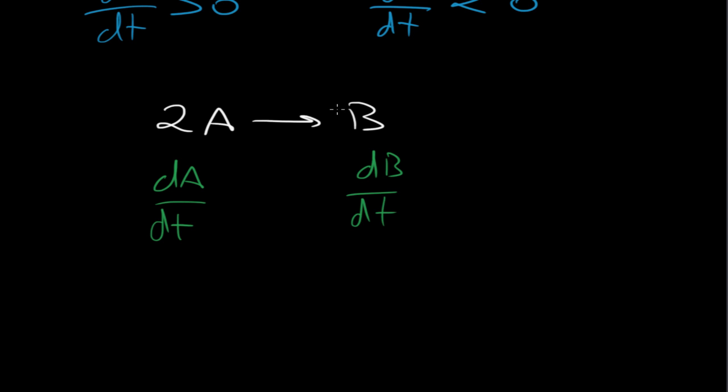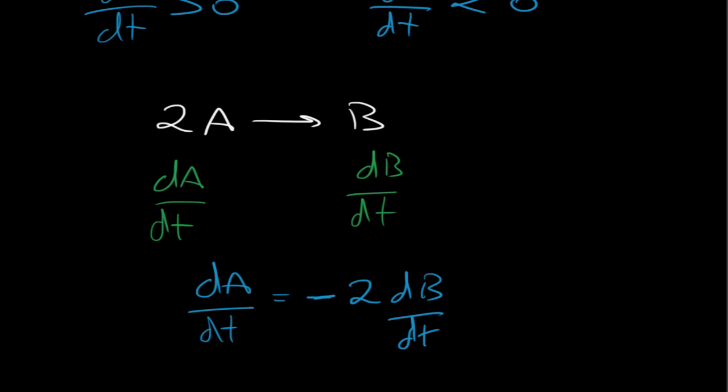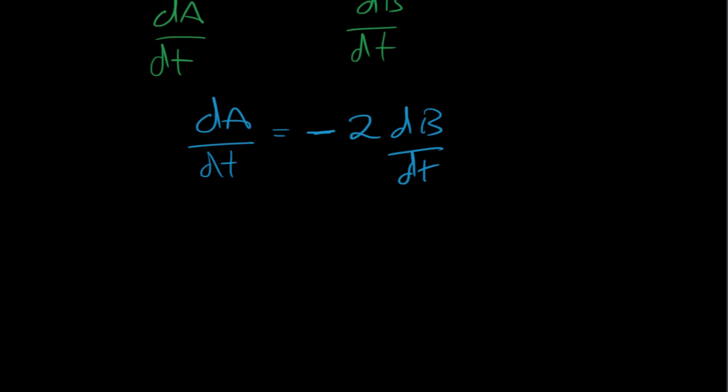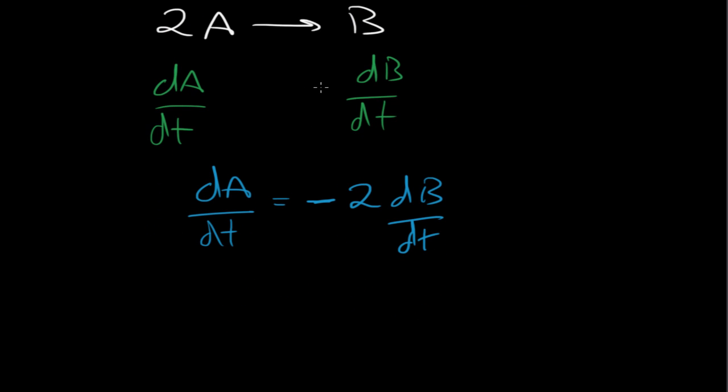I know that for every one molecule of B that gets made, two disappear. So that means A must be disappearing twice as fast as B. And I can easily write that down in the following way. The rate of change of A is, in terms of B, I need a negative sign to indicate the sign difference, but it's twice the rate of change of B. So this is important because if you report the rate of change in this reaction, you have to specify whether it's A or B because the values are different.